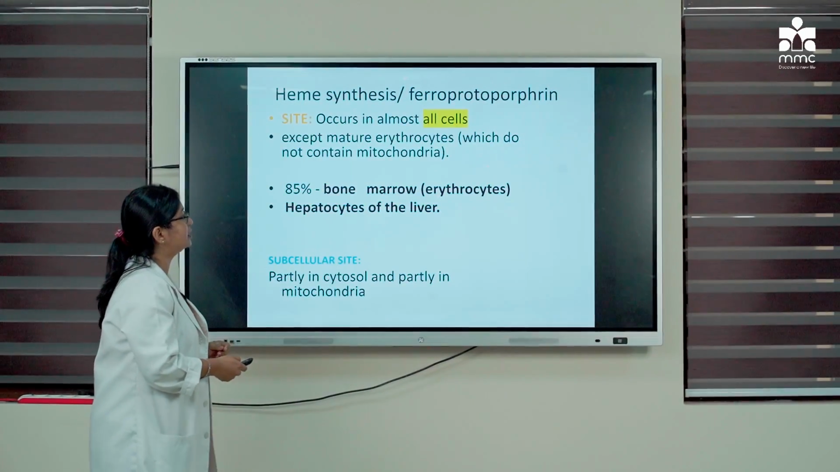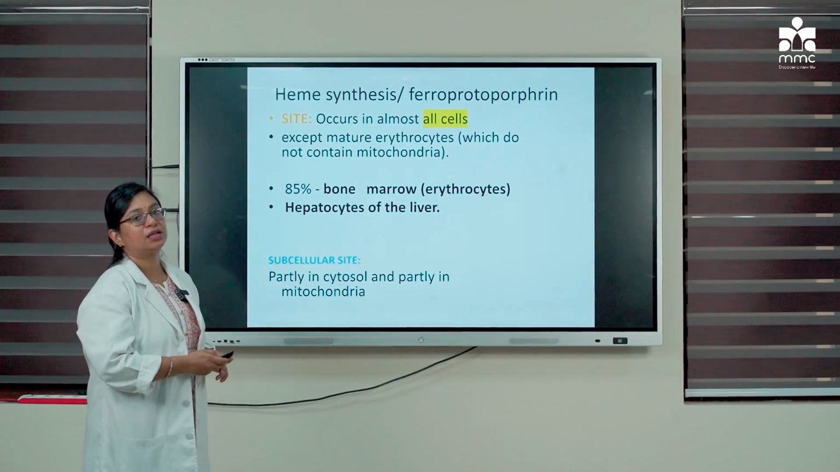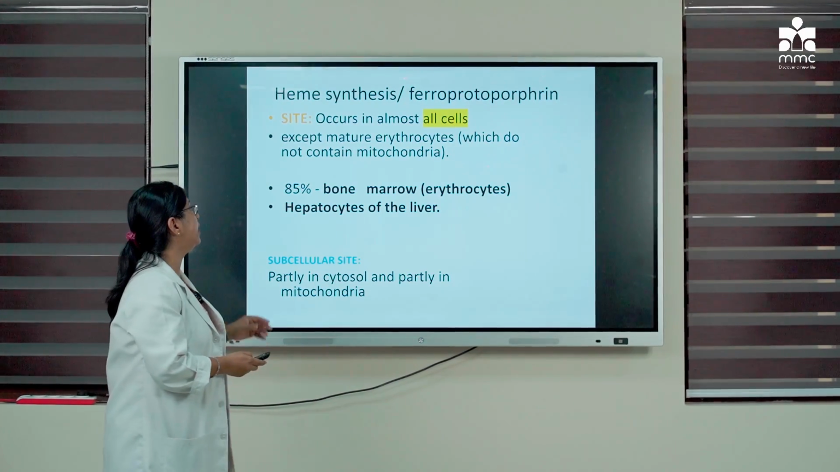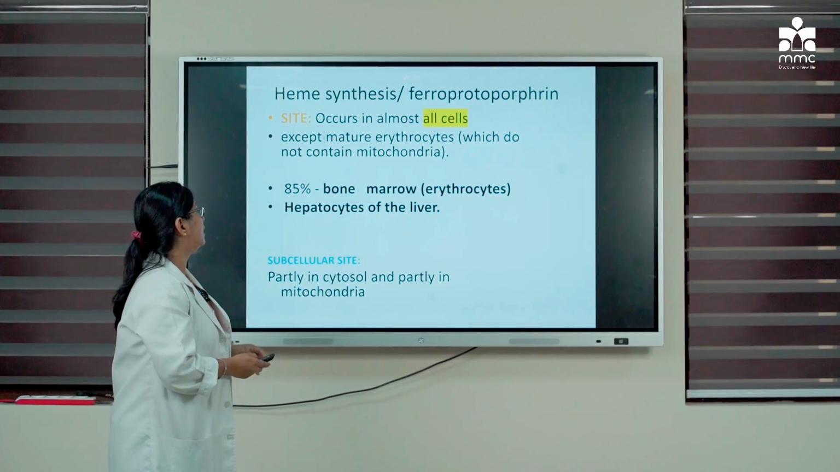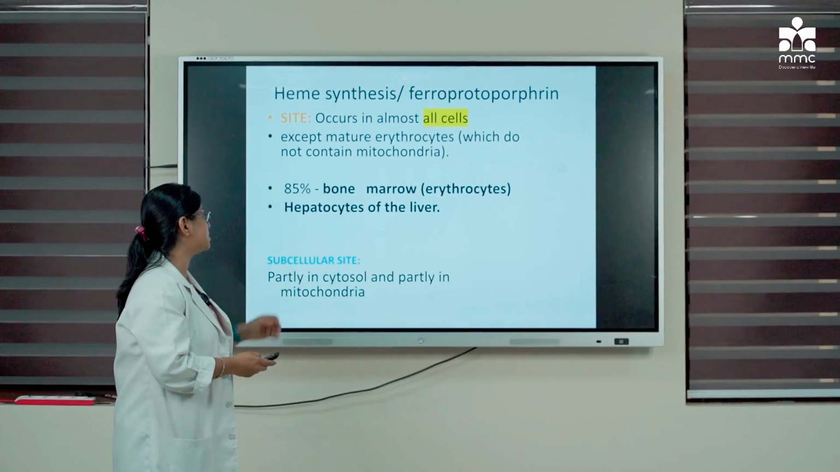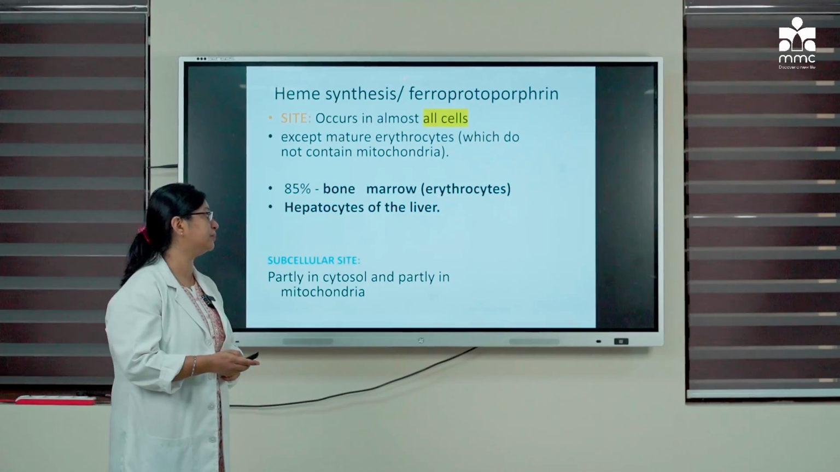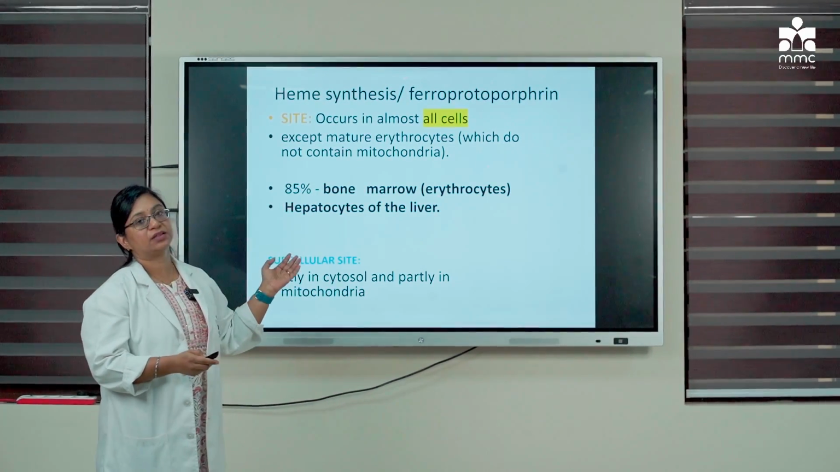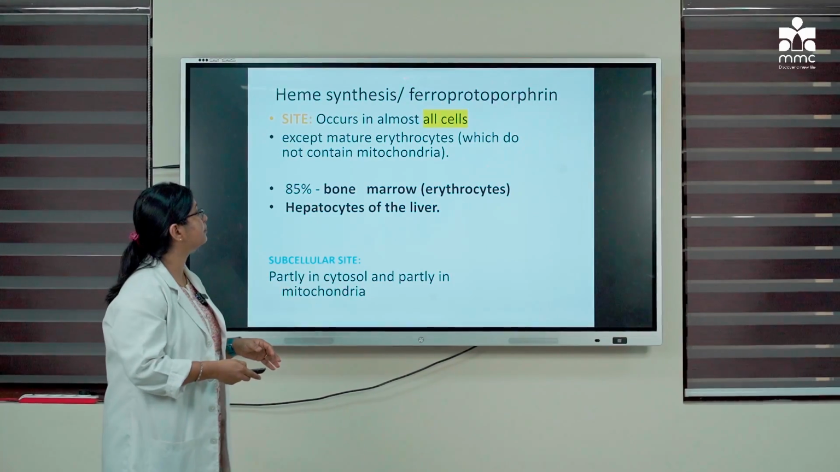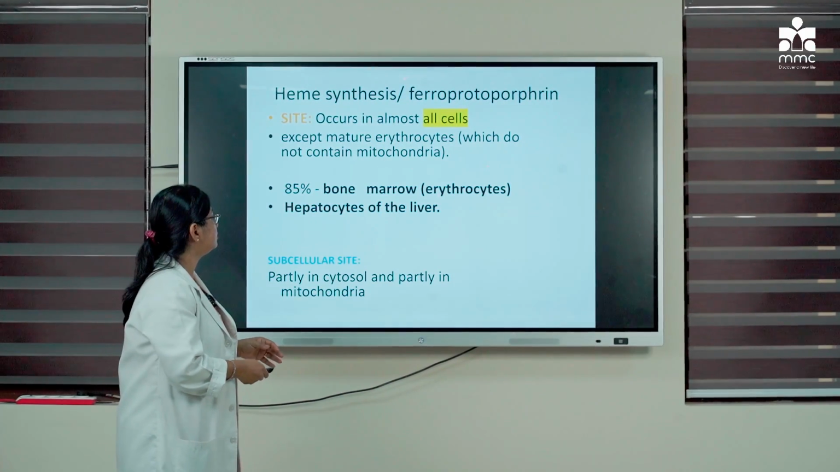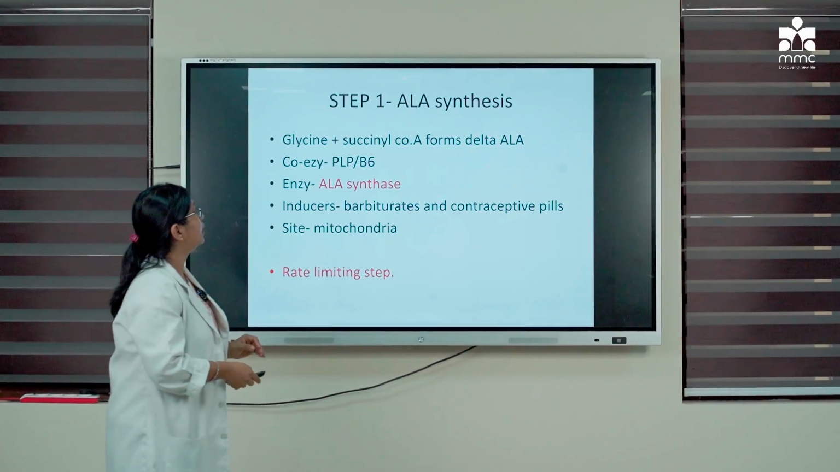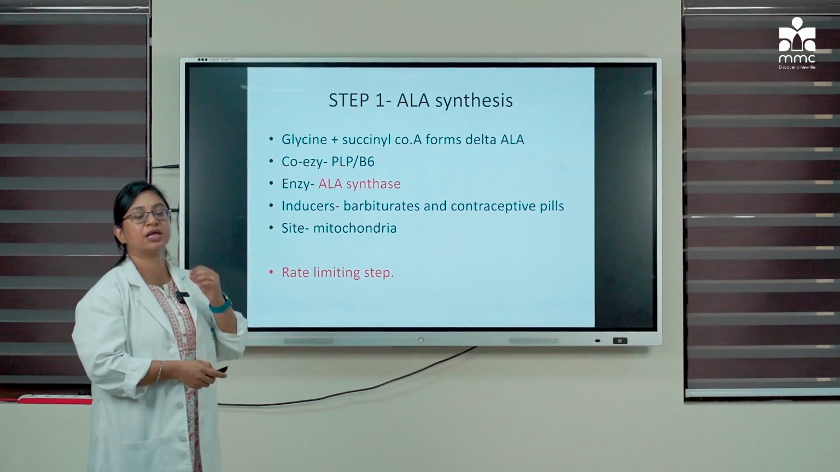So, coming to the synthesis of heme: synthesis takes place in all the cells, but it is more in certain cells like the bone marrow erythrocytes, and the next highest takes place in the hepatocytes of the liver. This pathway is partly cytosolic, partly mitochondrial. Let us go through it step by step.